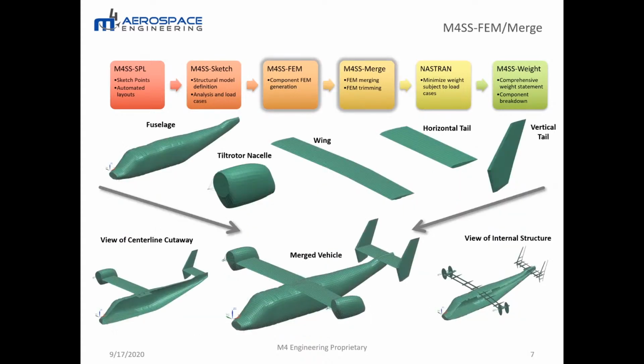So once you've done that, the next step is really we've combined these next two blocks here, what we call FEM and merge. This is essentially where the software will take all the information that you defined in SPL and Sketch, and then go off and generate a finite element model for each of the individual components with all the details that you specified included, and then merge it into a final vehicle FEM, shown here in the bottom center. This is an example of our XB15 model.